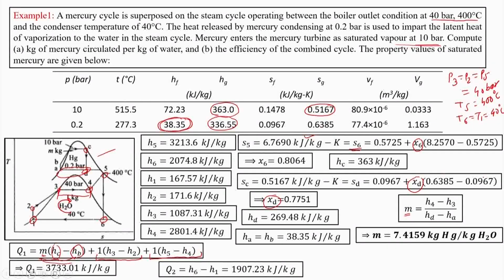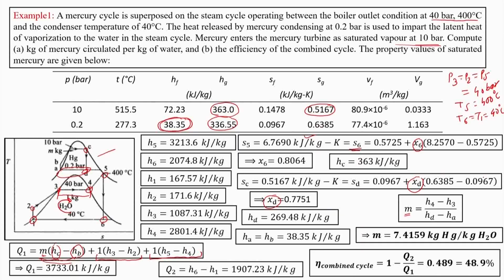We have total heat rejection, which is H6 minus H1. So we have combined cycle efficiency as 1 minus Q2 upon Q1, which is 48.9%. So we found out all the things required for us in this example.